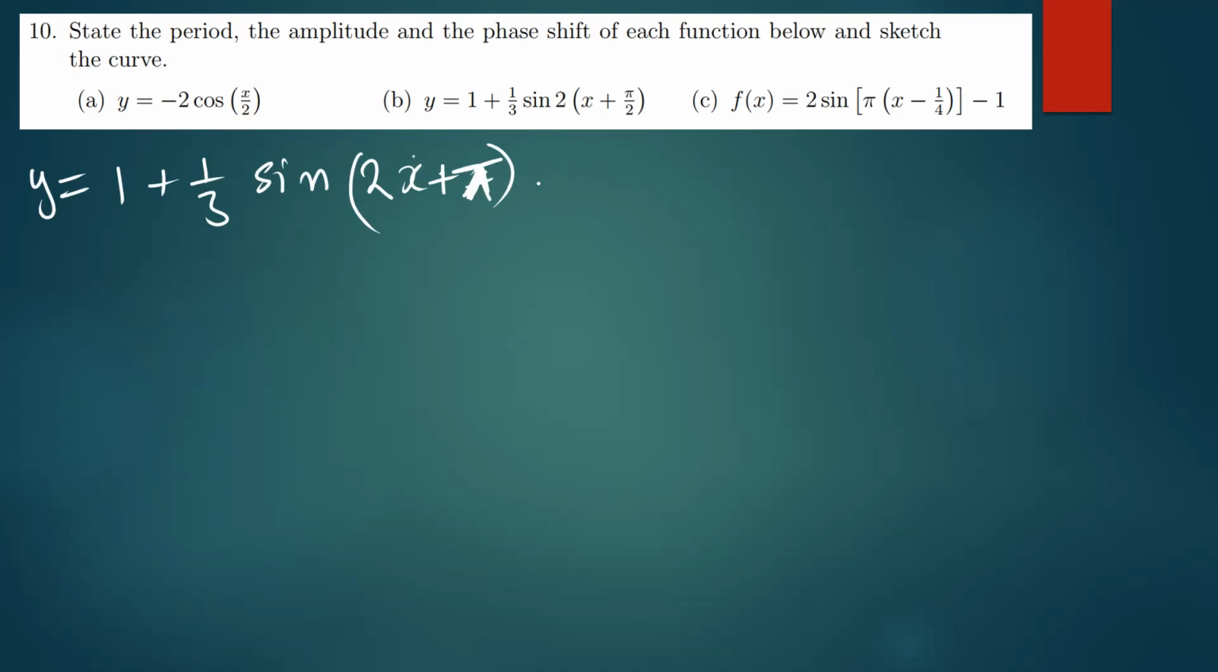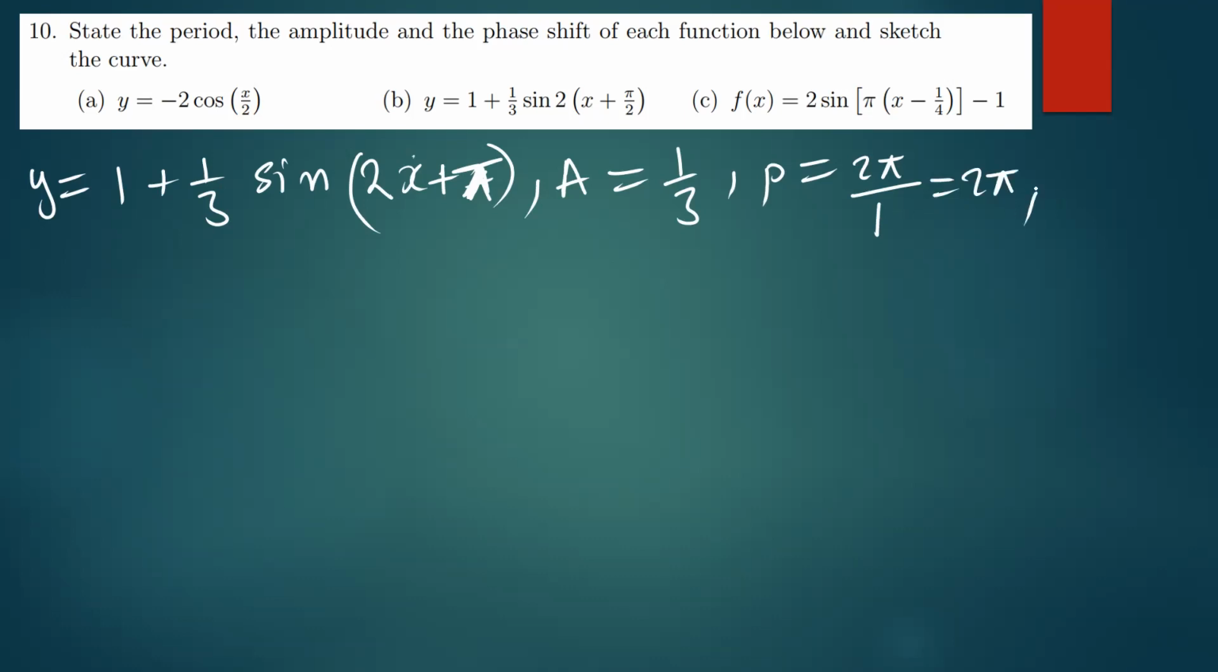So first of all, we find the period. We find the amplitude. The amplitude is equal to the coefficient of the trig ratio, which is 1 over 3. Then the period will be equal to, you divide 2 pi by the coefficient of x. The coefficient of x is 1 there, so we get 2 pi as our period.